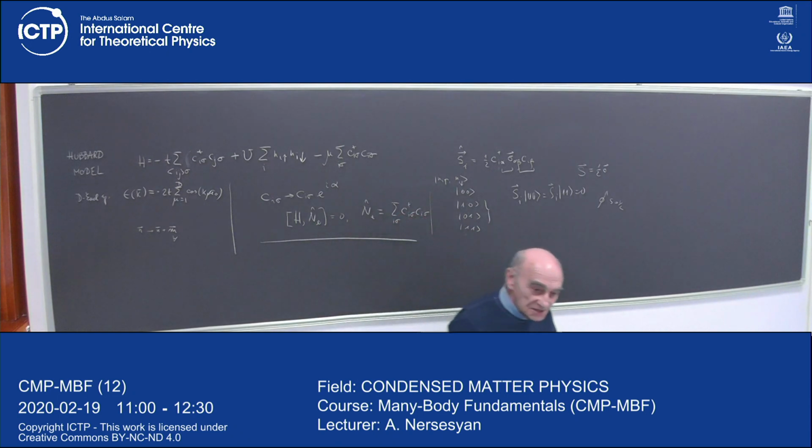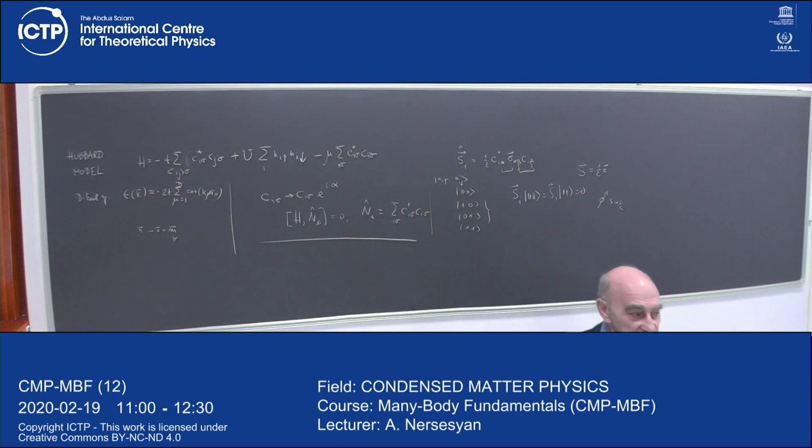Which means that this subspace has nothing to do with the spin degrees of freedom. So the basis is arranged in a very smart way. Out of 4 states, 2 of them describe spin degrees of freedom, and the other 2 describe charge degrees of freedom, charge excitation. So this can be shown in a very nice way.